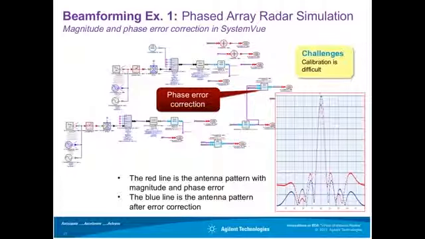Firstly, we have an example to study the calibration for the phased array system. So here is a phased array system. We have a transmitter and a receiver. If we don't do anything, we can observe a phase error and amplitude error. We use the algorithm to detect the error and make a correction. Then you get the right antenna pattern.